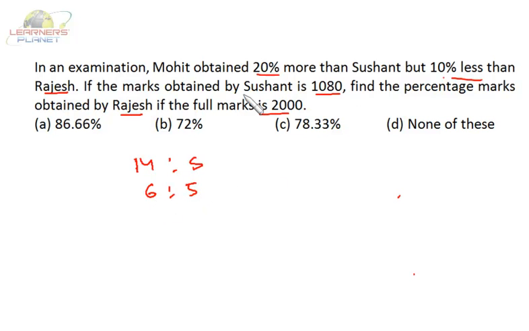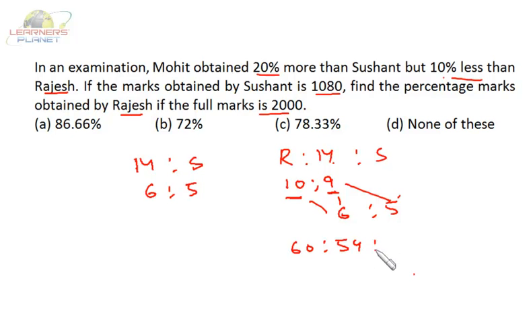And Mohit is getting 10% less than Rajesh. That means Rajesh is to Mohit is 10 is to 9. That means Mohit is getting 90% of Rajesh. Now we have to find out the combined percentage. So here Rajesh is to Mohit is to Sushant. So it is 60 is to 54 is to 45. Let's simplify it.